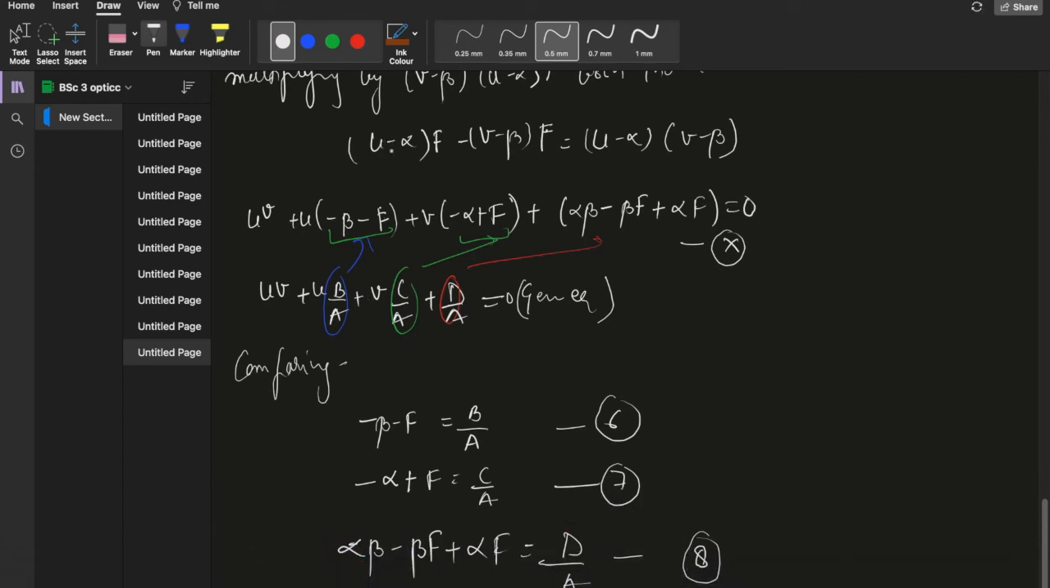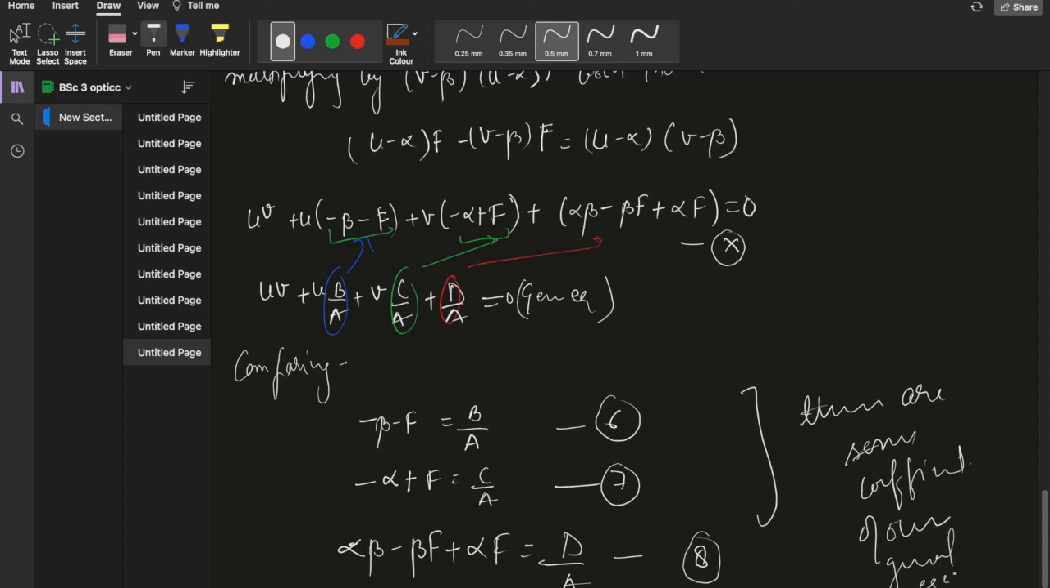All right, so we have compared the generalized equation with our x equation, and we get to know the values of the different coefficients. These are the coefficients of our general equation.